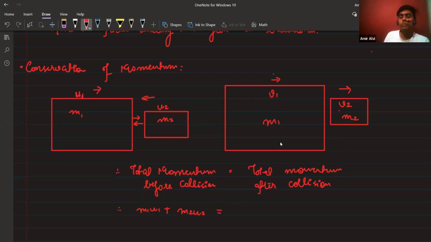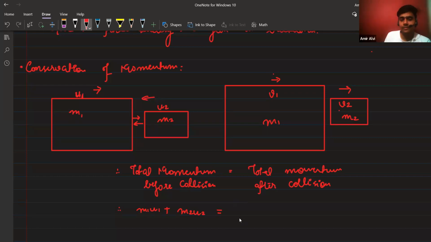What is the momentum of the truck after the collision? Can anybody tell me right now? Yes, Arya? M3. We have taken M3, but where is the velocity of the truck? I think the momentum has the velocity as well in the equation. Is it 0? No, it won't be 0.